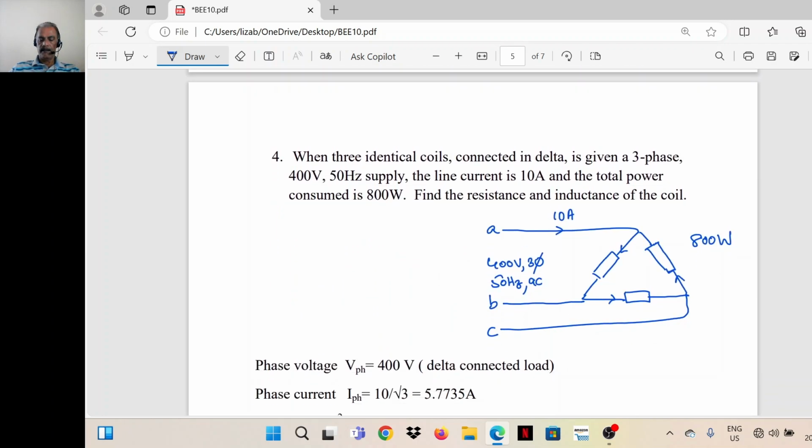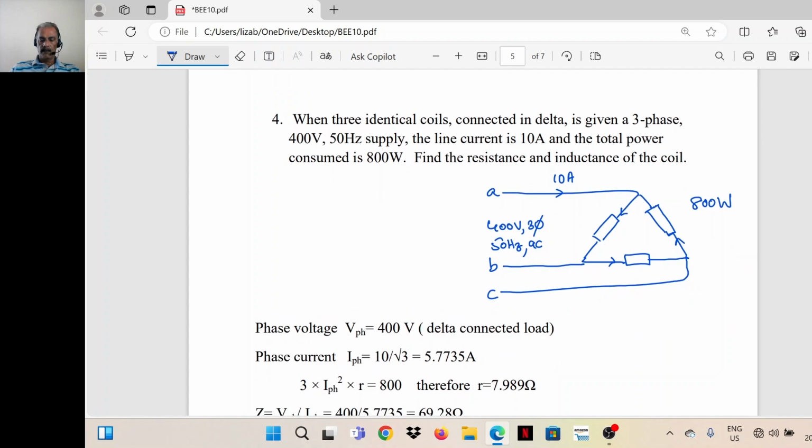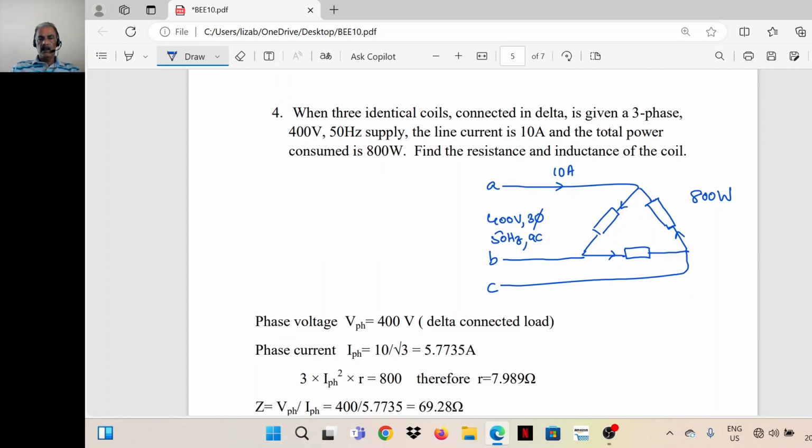Next. Three identical coils connected in delta are given a three-phase 400 volt 50 hertz supply. Line current is 10 ampere and the total power is 800 watts. Find the resistance and inductance of the coil.